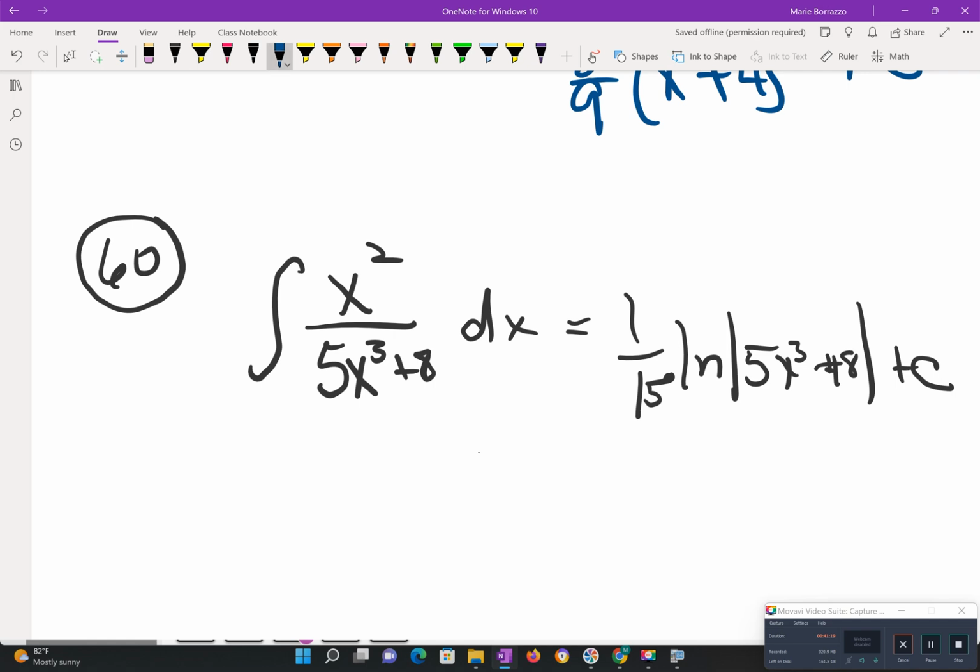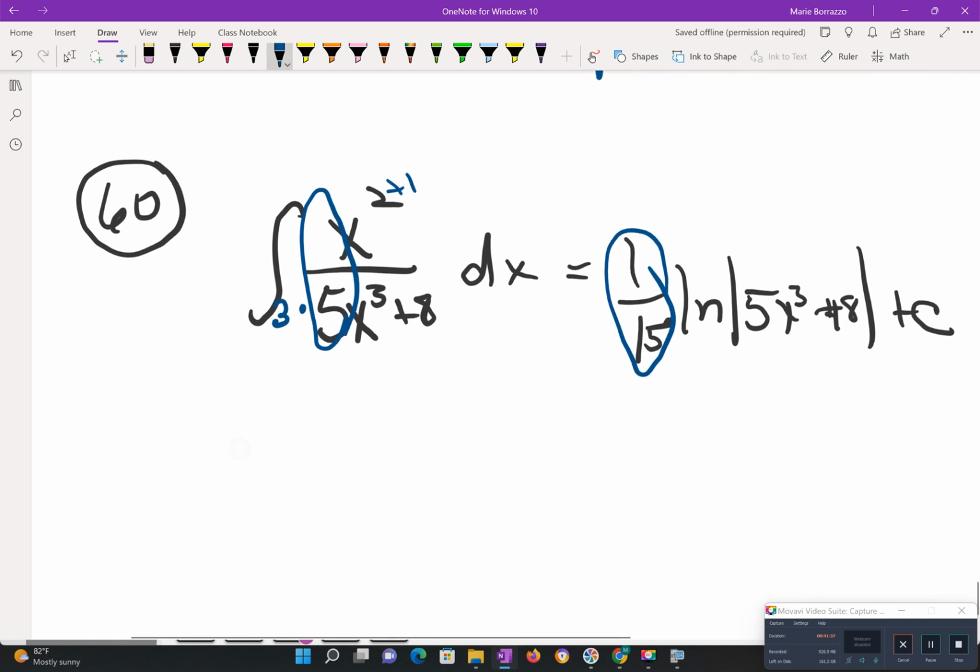If you forget how we get this, this is plus 1, and I have to multiply 3 over here. This is already 1/5. So 1/5 times 1/3, hence 1/15. Okay, and this is obviously a natural log because it's a division.